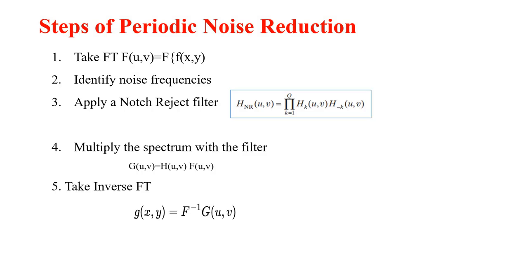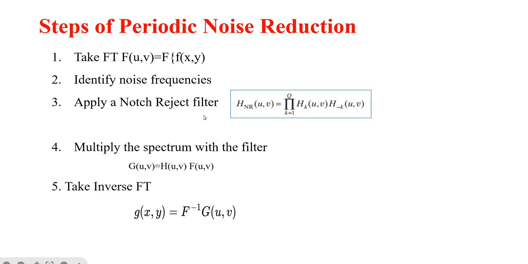The third step is to apply a notch reject filter. The notch reject filter cancels out the frequencies at the spike locations, which we have identified in the second step. The general form of the notch filter is given by this equation, where H_k(u,v) and H_{-k}(u,v) are the high pass filter transfer functions whose centers are at (u_k, v_k) for this, and (-u_k, -v_k) for this one. And here small k is nothing but the number of spike pairs.